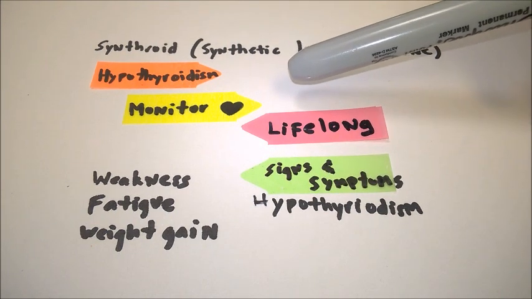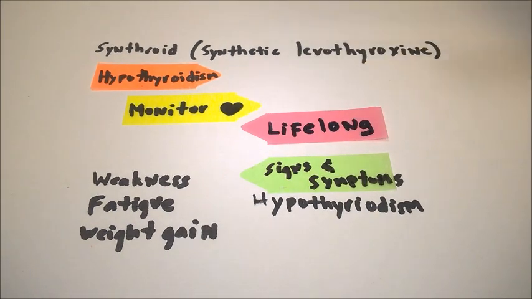And as we all know, hypothyroidism is a condition in which there's an inadequate amount of circulating thyroid hormones, specifically T3 and T4, T3 being triiodothyronine and T4 being thyroxine. And basically this causes a decrease in the metabolic rate in the body.